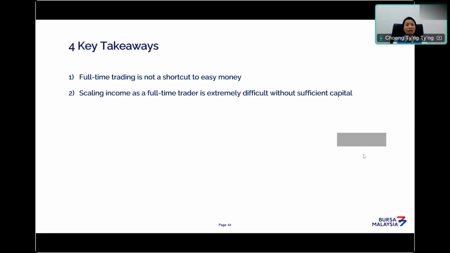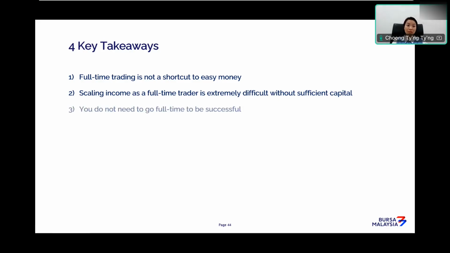So if you start with a small capital, eventually you might be able to survive, but for you to scale up is very hard. So you must have sufficient capital to start with. And number 3, you do not need to go full-time to be successful. Even we can see many part-time traders who are very successful as well.